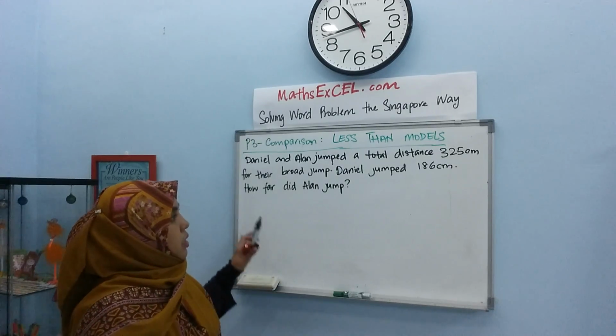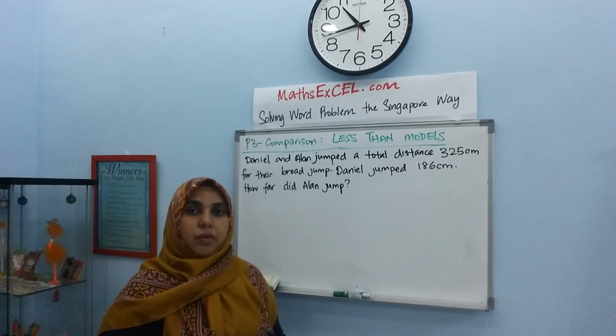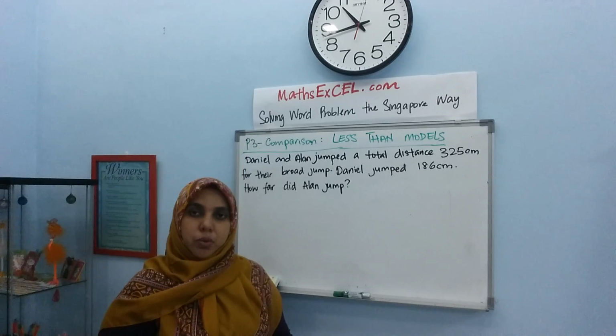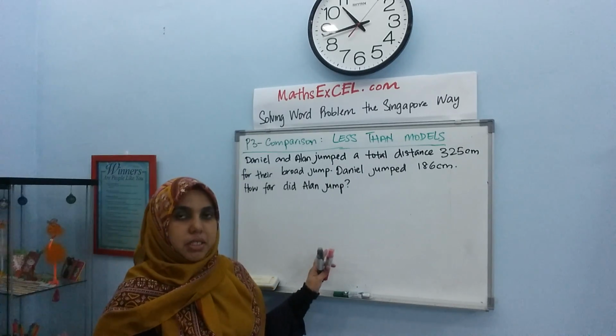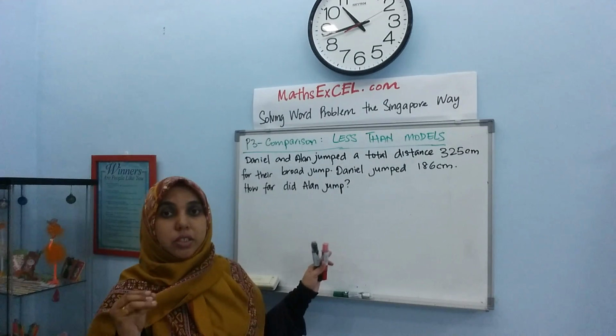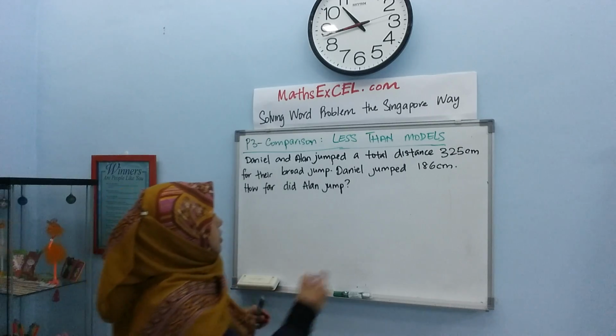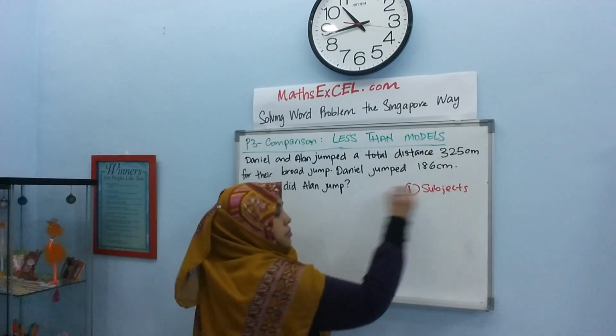Okay. So again, like just now, in the earlier first video that I shared with you, we need to teach our kids to identify how many subjects they have. That will determine the number of models that we're going to draw. Alright. So the first one, again, just a recap, is the subjects.